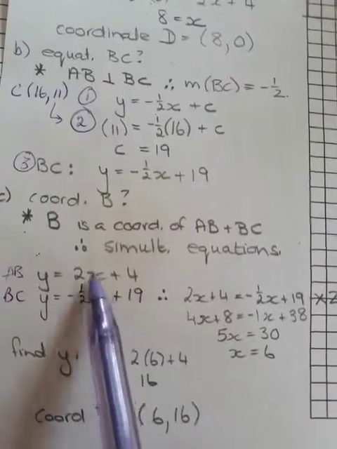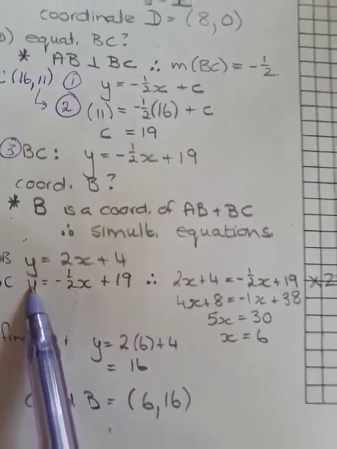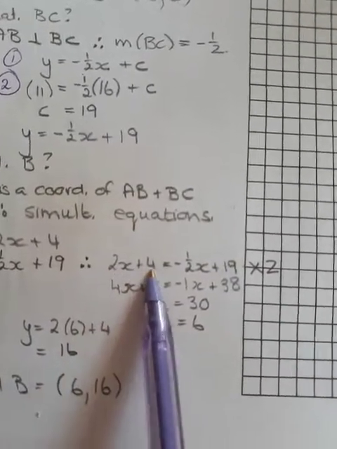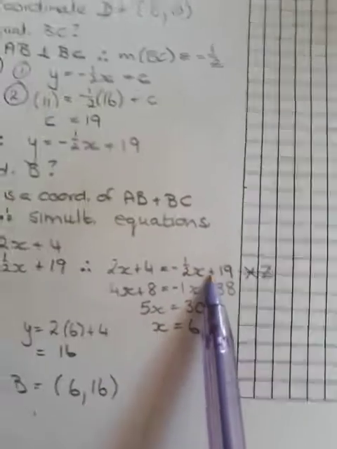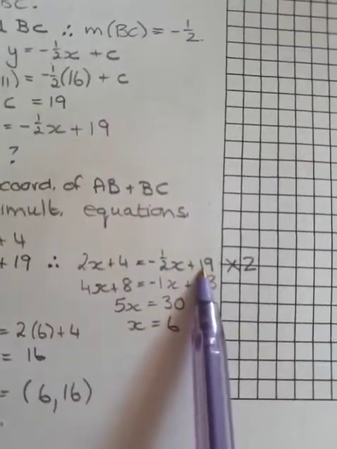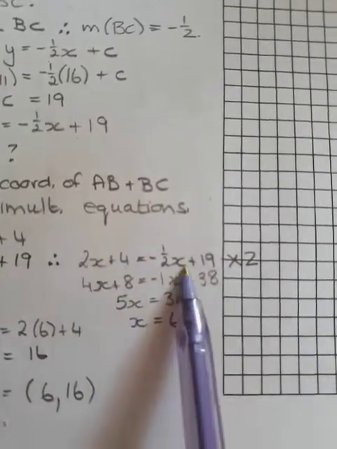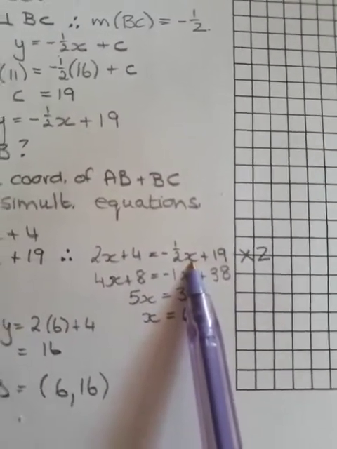So we will simply make these two equal because they are both equal to y. So 2x plus 4 is equal to negative 1/2 x plus 19. So we have now eliminated y. So we will now solve this to find x. Really, people, this is Grade 9, isn't it?